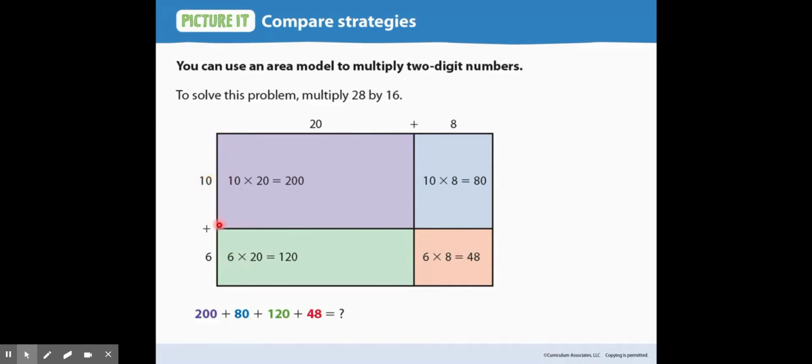So then we have these smaller rectangles that are made, kind of like a grid. If we multiply 20 times 10, we have 200. And then 8 times 10, here we have 80. And then 6 times 20, we have 120. And then 6 times 8 is 48. And then if we add the area of each of these rectangles together, we have 200 plus 80 plus 120 plus 48. And that would give us 448.